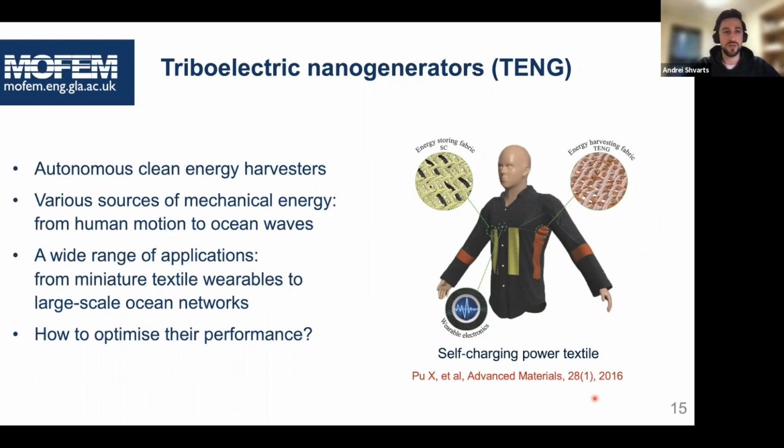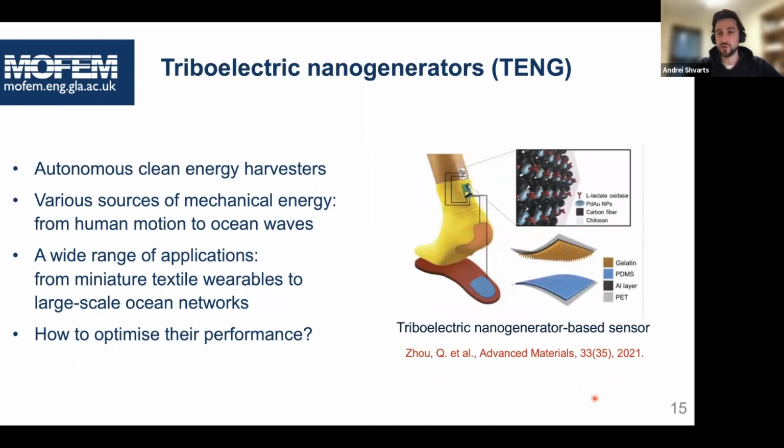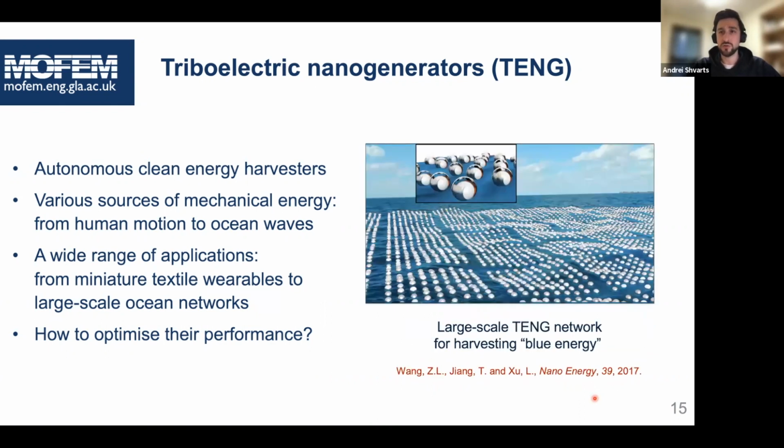You can use the human motion of a human walking in particular clothes with devices embedded in the clothes, generating electricity. Or you can think about embedding those devices into the shoes, and then with every step we could generate electricity. But you can also think on a different scale, where you would put networks, arrays of those devices on the surface of the ocean, and then the ocean waves would be the drivers, the sources of mechanical energy, generating electricity inside of those devices. So it's clear how to use those devices. The question is how to optimize their performance.